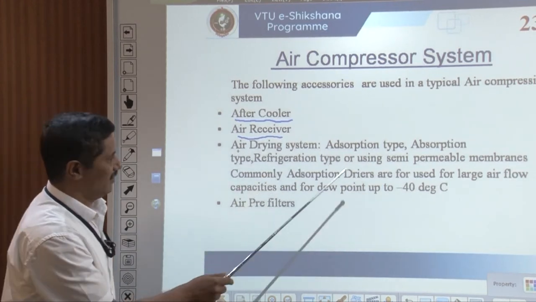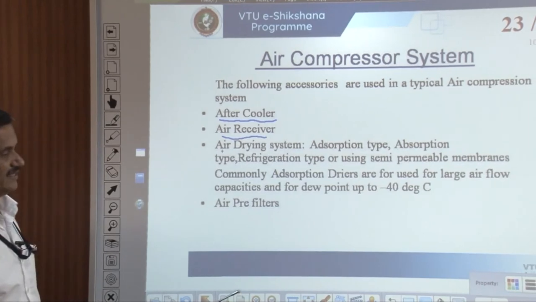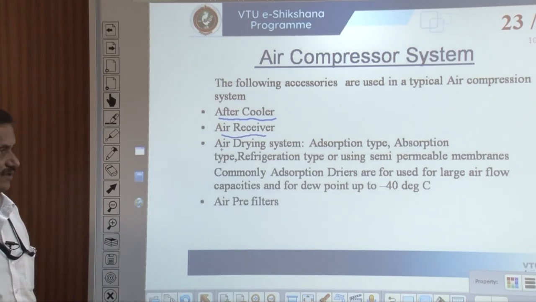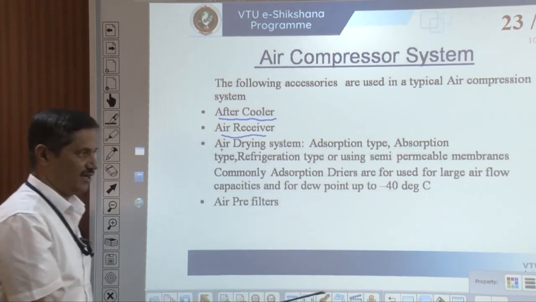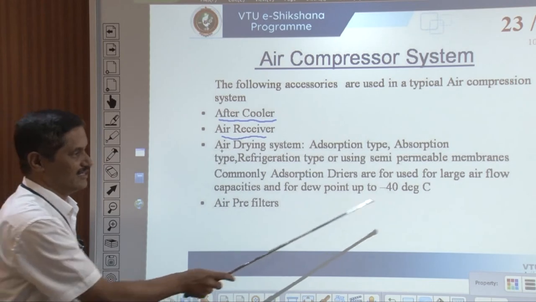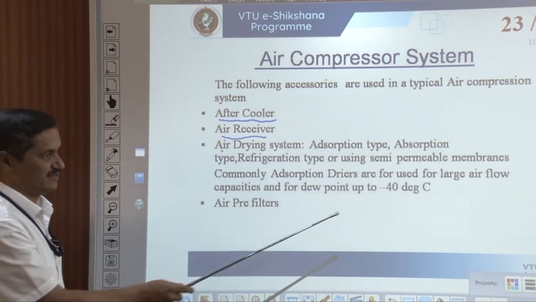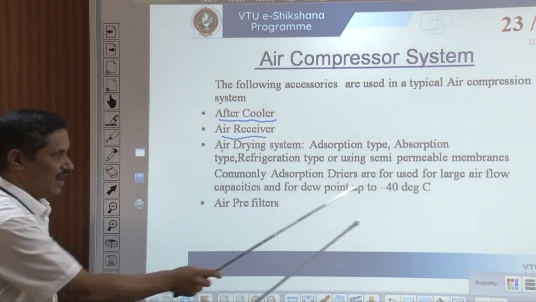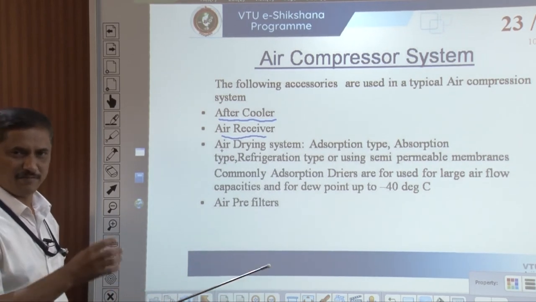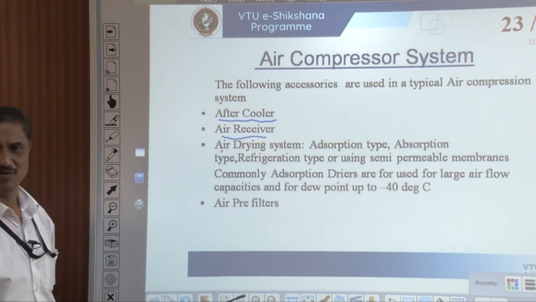Commonly, adsorption dryers are used for large airflow capacities, and a dew point of up to minus 40 degrees centigrade can be achieved. That means you are removing almost 80 to 85% of the moisture. That is the advantage here. Whatever moisture was there in the air, you are removing almost 80 to 85% of it. Along with that, ahead of that, you can use air pre-filters, which help you separate the dust and the little bit of moisture which is remaining, and you can pass the quality air to the device.